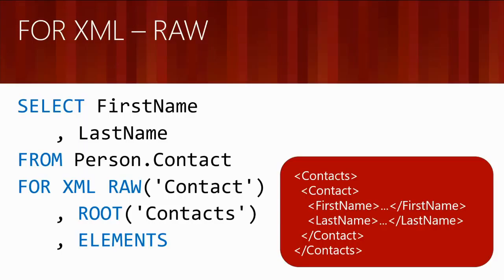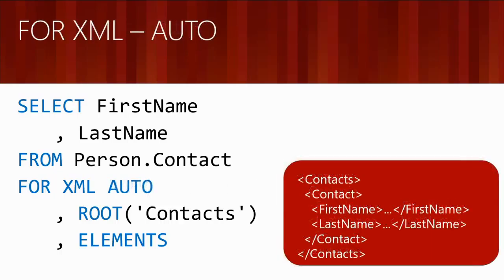Also, by default, this is going to give me back an XML fragment. So if you want this contained inside of one root element, then you need to specify root, and then whatever the name of the element is. And then last but not least, what raw is going to do is it's going to put all the values in attributes. So by default, what I would wind up having is contact, first name equals, last name equals. And if you want that to be elements instead, you can use elements.